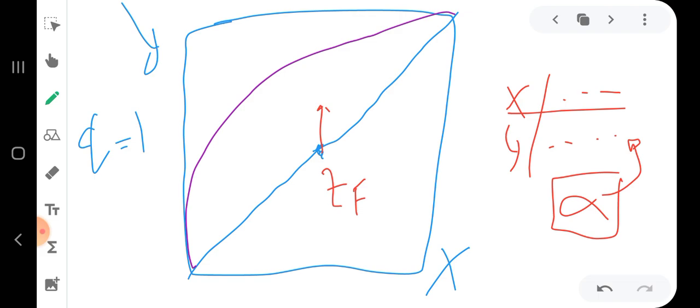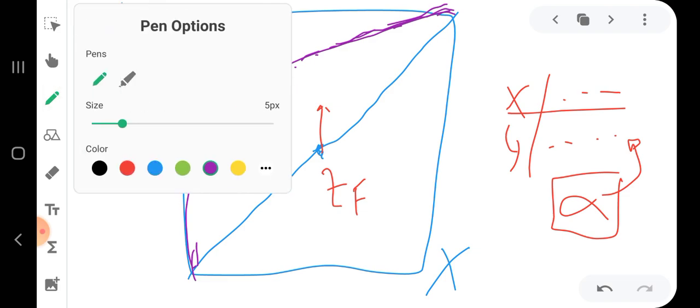Then how do we determine this R minimum? Actually, we have two situations. The first situation is that we have an equilibrium curve like this. When we have an equilibrium curve like this, what we are going to do, the first step, is to determine where xD is.